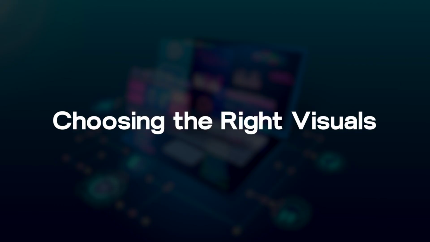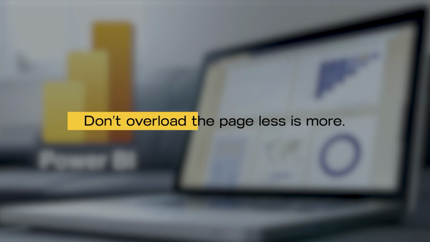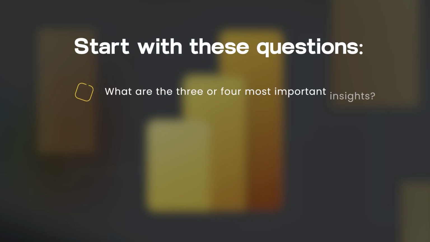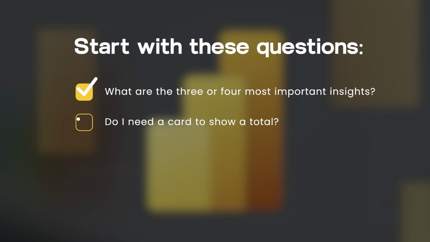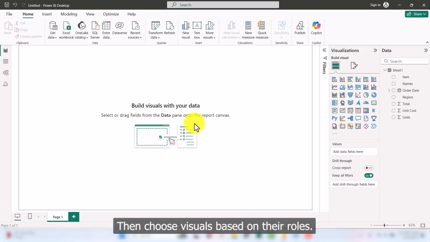Choosing the right visuals. Before you place anything on the dashboard, decide what story you are telling. Don't overload the page. Less is more. Start with these questions. What are the 3 or 4 most important insights? Do I need a card to show a total? Will a chart help show comparison or trend? Is a table needed for any detailed view? Then choose visuals based on their roles.